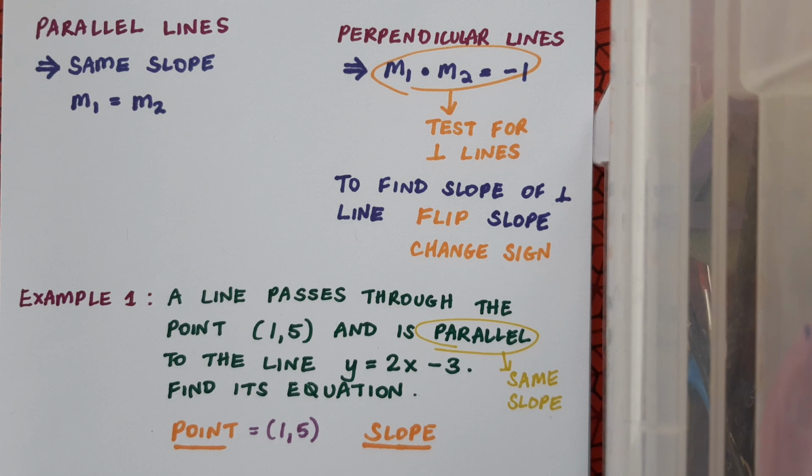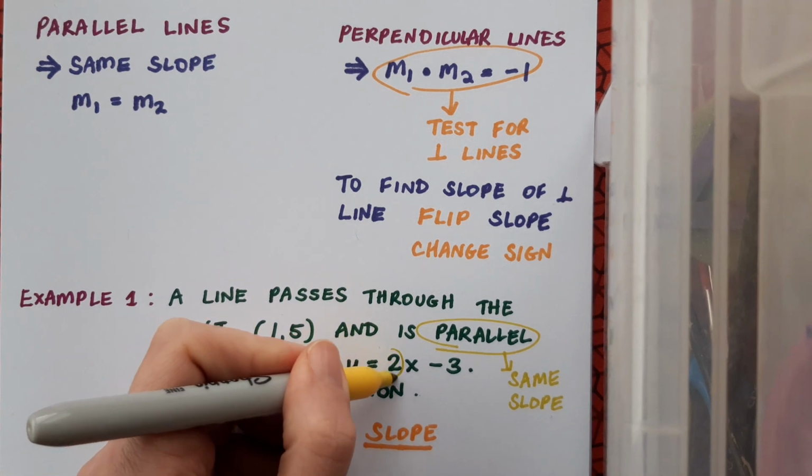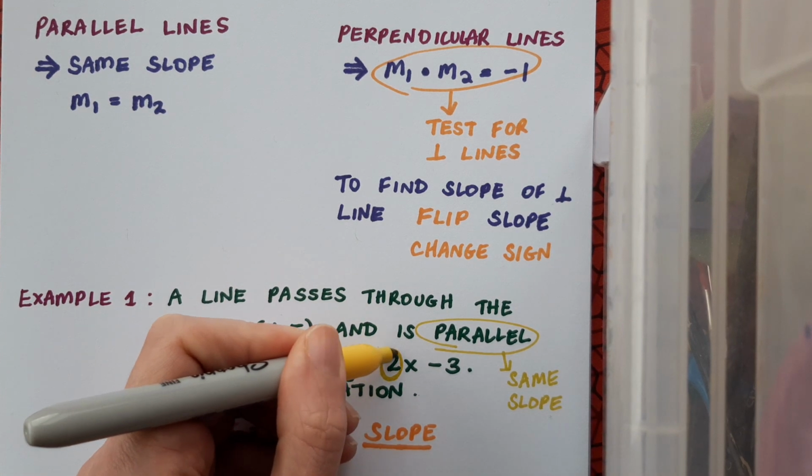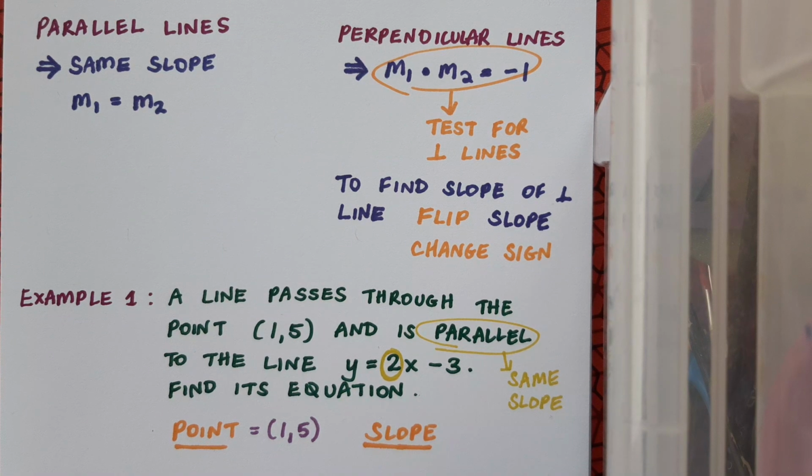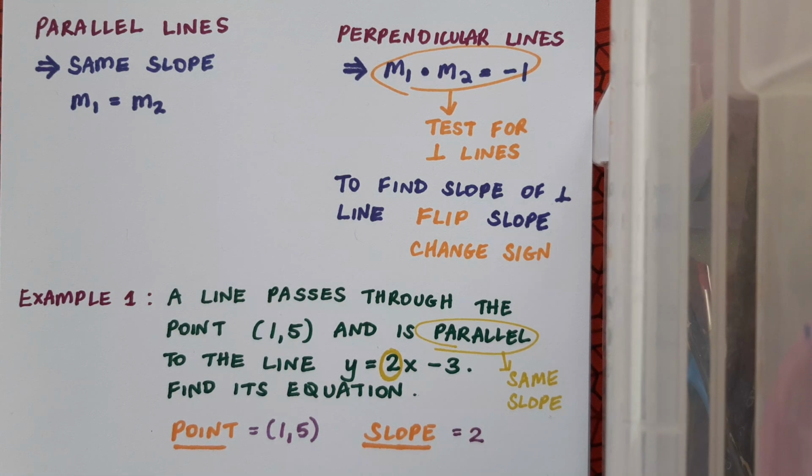Well, notice that this line is written in the form y equals mx plus c. So the coefficient of x is our slope. So just by looking at that, I can see that my slope is 2 in this case. And since the line that I want is parallel to this line, my line's also going to have the same slope. So my slope is going to be 2. And so this is the information that I'll use to get the equation of the line.